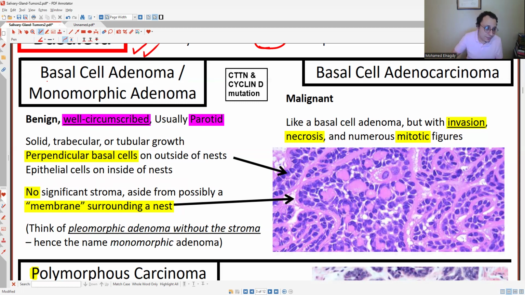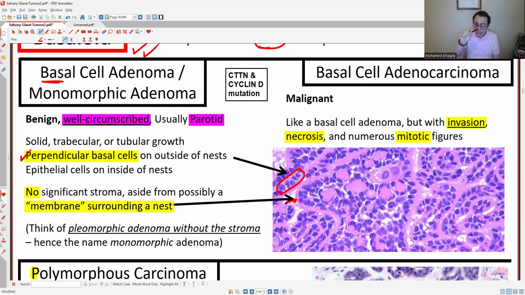So the key thing that I always use to memorize the basal cell adenoma is having this basement membrane-like material in the periphery. So see, you're seeing some kind of perpendicular blue cells. See, perpendicular basal cells. Here they are, like these ones.